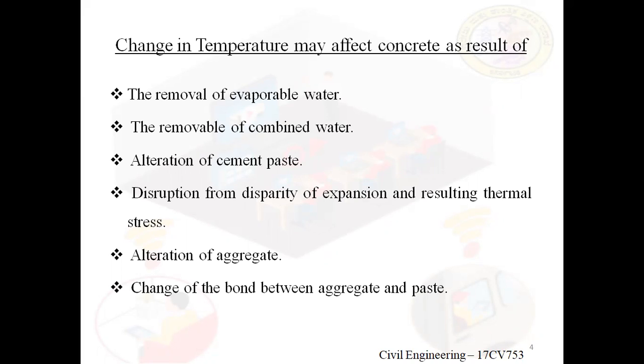So the results of that temperature change will be removal of evaporable water, removal of combined water, and alteration of the cement paste. That means if the temperature changes, the cement paste will be altered. Thereby the bonding strength will reduce if the alteration of the cement paste occurs. For example, the bonding between the aggregate and cement paste will be affected. If there are temperature changes, there may be debonding of those materials. So this is the main disadvantage or main effect of the temperature on the structural elements.